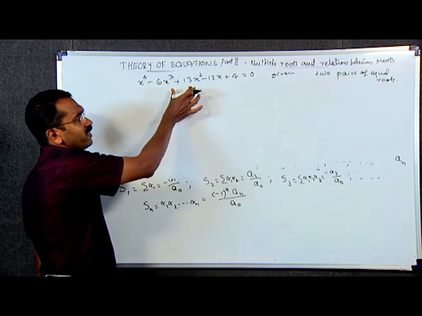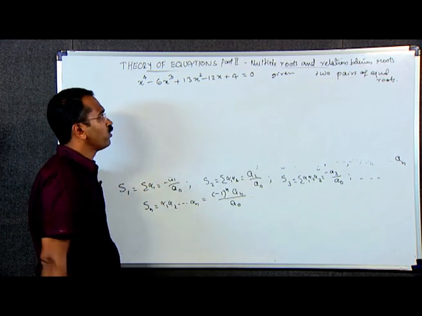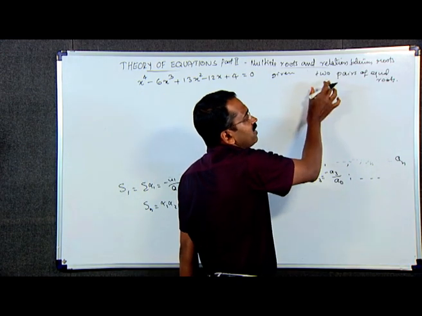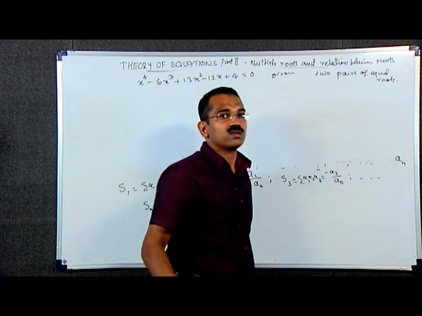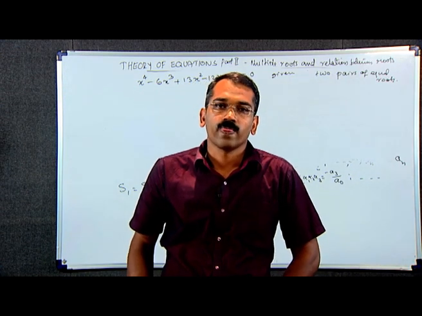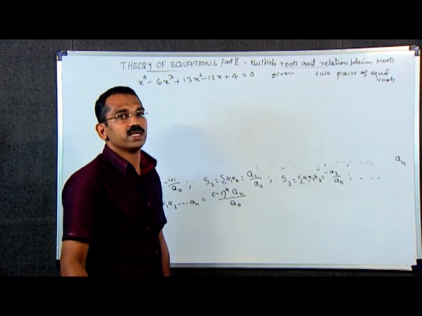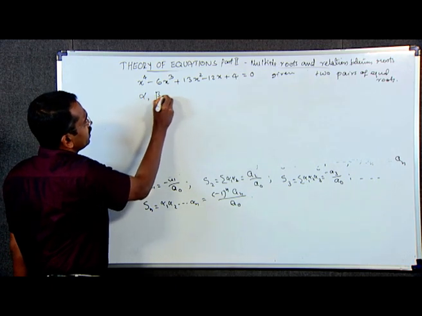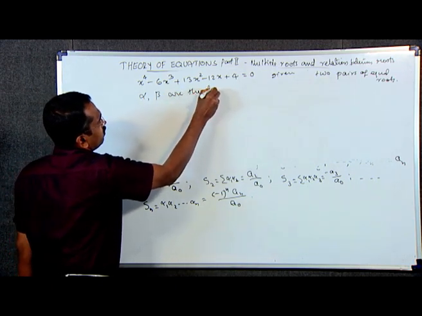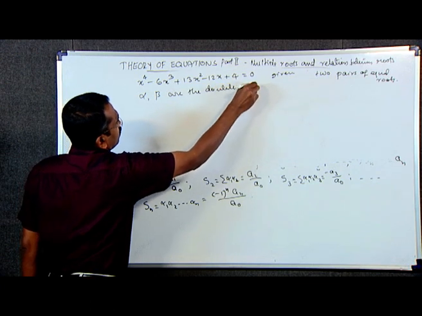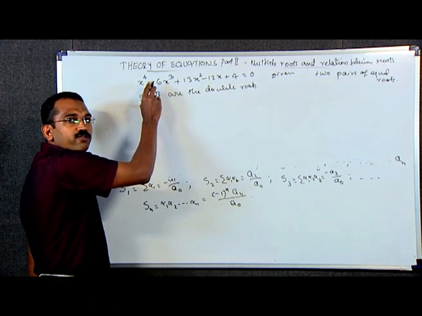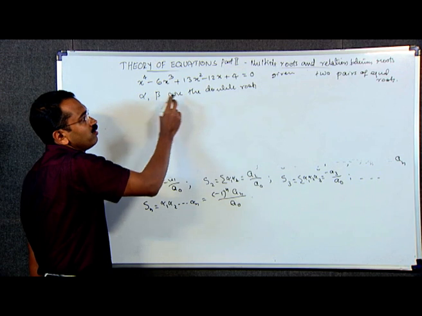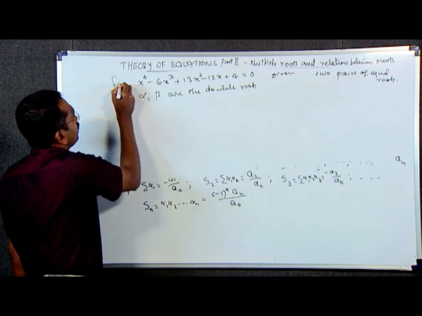That is, the given equation is a 4th degree equation. Therefore, this has 4 roots. The given condition is that the two pairs are equal roots. Assume alpha and beta are the double roots of the equation f of x equal to x raised to 4 minus 6 x cube plus 13 x square minus 12 x plus 4 is equal to 0. Let it be f of x.